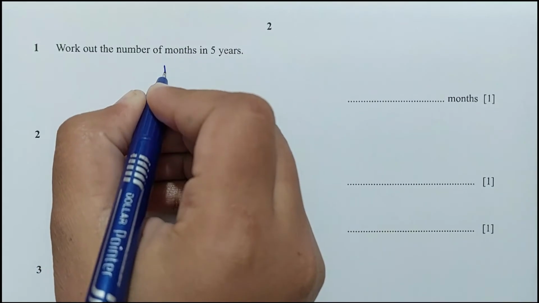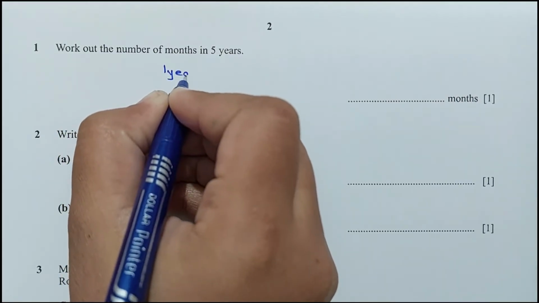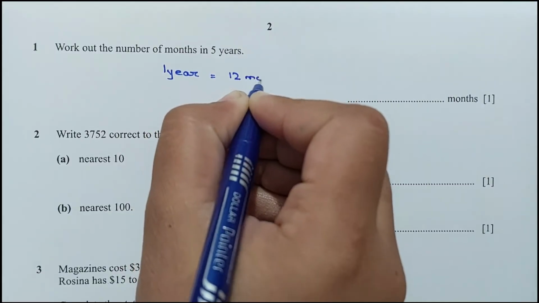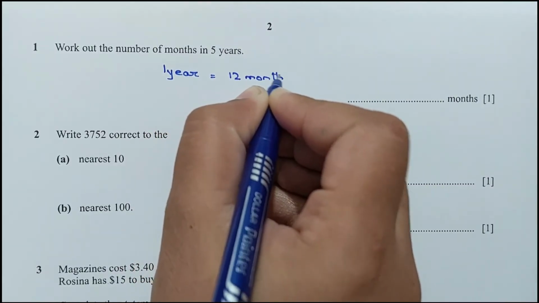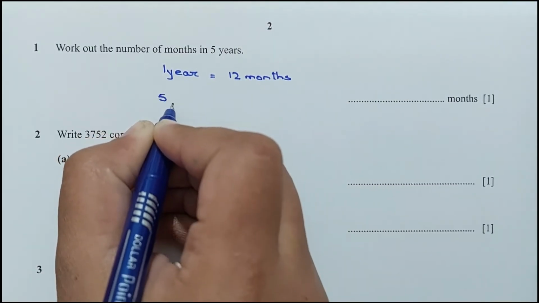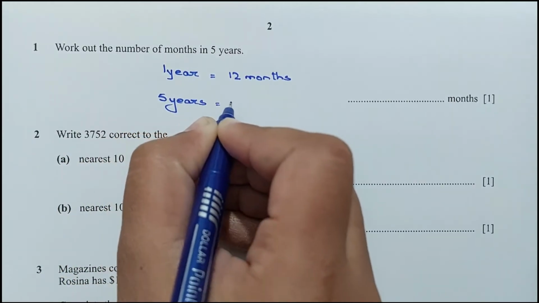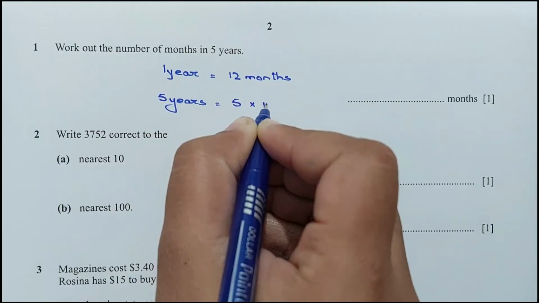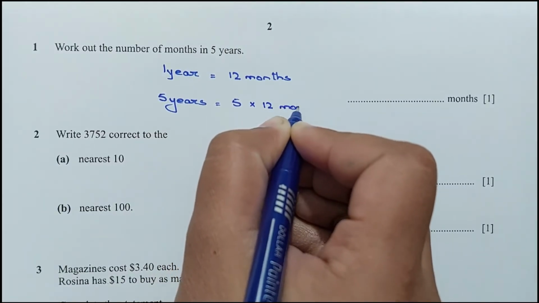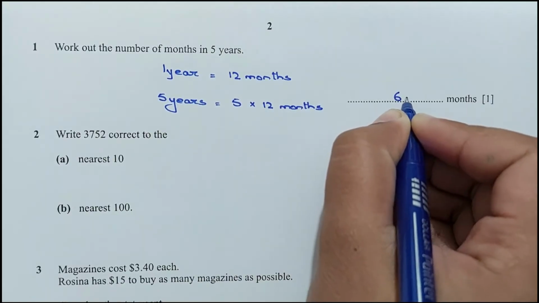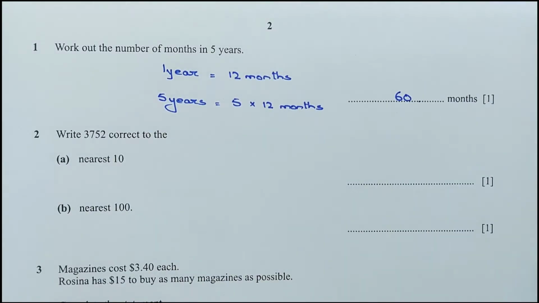Okay, so we know that 1 year has 12 months. Right, so 5 years have 5 times 12 months, and 5 times 12 is 60. So there are 60 months in 5 years.